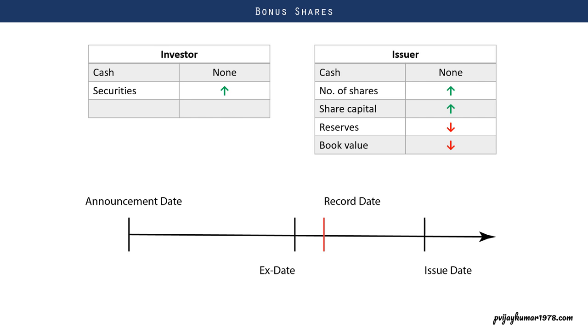Like dividend, there are some important dates in the bonus, namely announcement date, record date, X date, and issue date. The announcement date, record date, and X date are the same as in dividend, which we discussed earlier. Instead of payment date, bonus issue has issue date. Issue date is the date on which the bonus shares are issued.